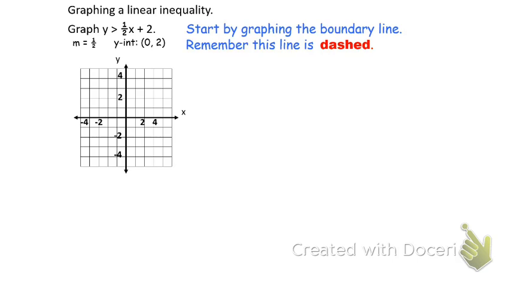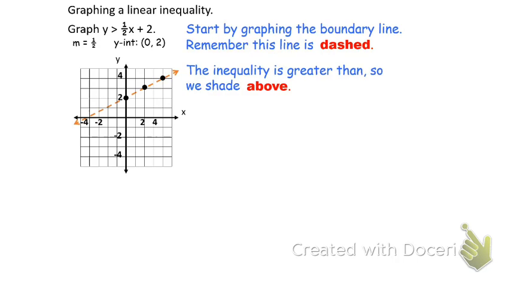So I've labeled and scaled my axes, and I'm going to start by plotting that y-intercept, 0, 2. The slope is 1/2, so from that y-intercept we go up 1 and 2 to the right. Up 1 again, and 2 more to the right gives me that third point. And this is a dashed boundary line because it was only greater.